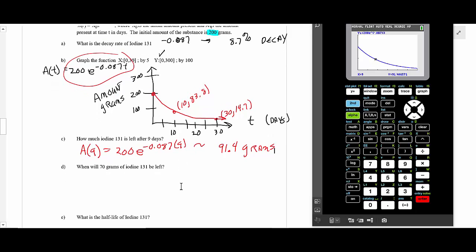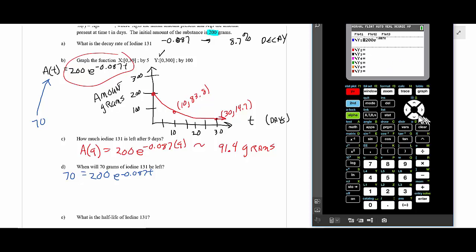Okay, now the next thing it says is, when will 70 grams be left? So you have 2 ways to do this problem. The first way is you could just replace that A with 70, and you would have the exponential equation, 70 equals 200 e to the negative 0.087t, and solve it. I feel like I've done that problem about 10 times tonight, right? I have done it a lot, so I'm wanting to focus a little bit more on how you would do this problem graphically.